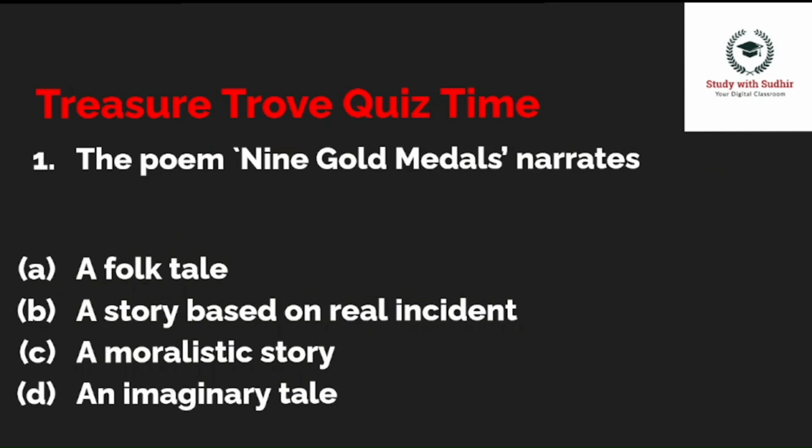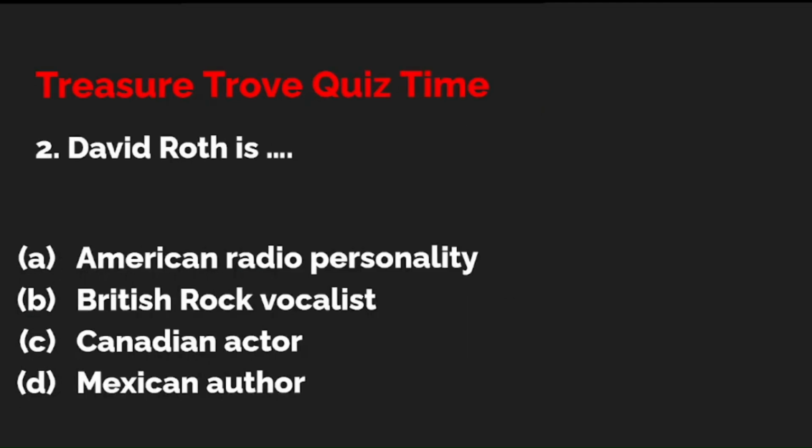The poem Nine Gold Medals narrates a folk tale, a story based on a real incident, a moralistic story, or an imaginary tale. The correct answer is B, a story based on a real incident. And you may be aware, somebody must have told you in school, but definitely we have dealt with it in detail as to what was the incident on which this particular poem Nine Gold Medals is based.